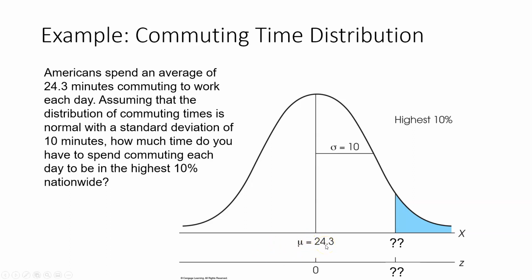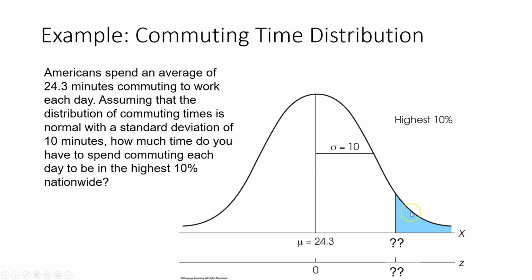But you might think to yourself, where do you fall in this distribution? Assuming that the distribution of commuting times is normal, with a standard deviation of 10 minutes, how much time do you have to spend commuting each day to be in the highest 10% nationwide? Now, I'll guarantee you, without even running the stats, that my old commute of an hour and 45 minutes was in the top 10%. That's a very, very long commute. But we want to know, what is the boundary? What is the score here? The number of minutes that defines the top 10%, the highest 10% of commuters.